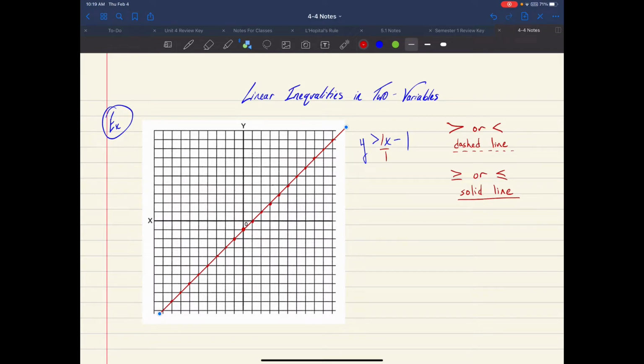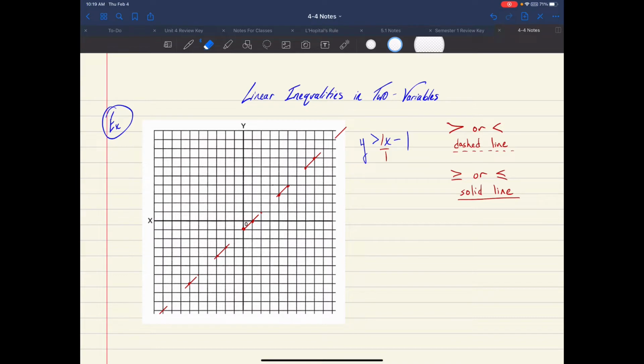Okay, and I know I said this is dashed, right? So we have a greater than, it's not a greater than or equal, so it's dashed. So I'll just delete little parts of it. Okay, so now I have a dashed line, y is greater than x minus 1.